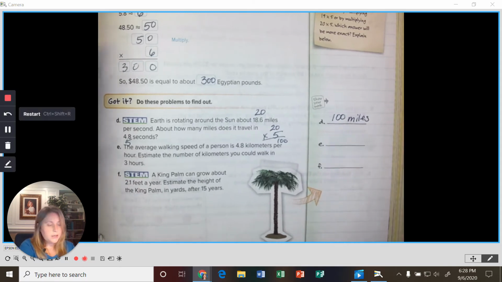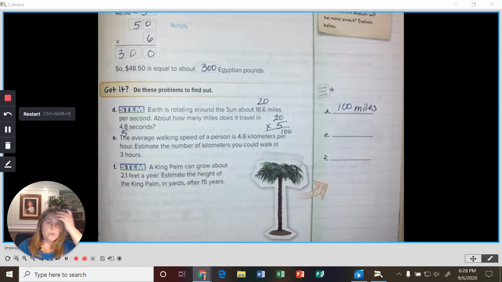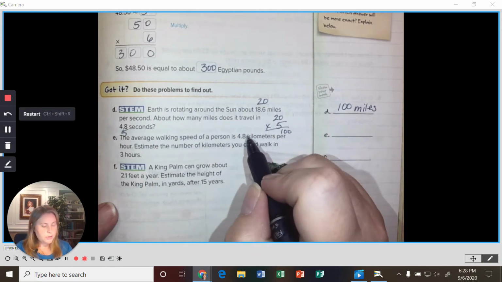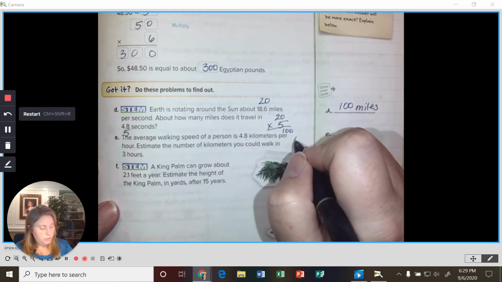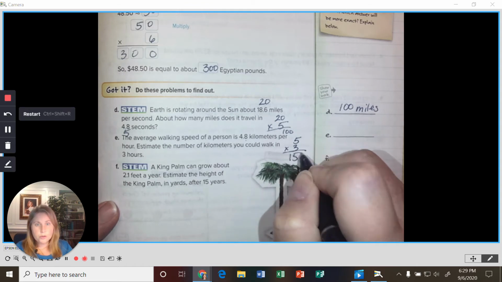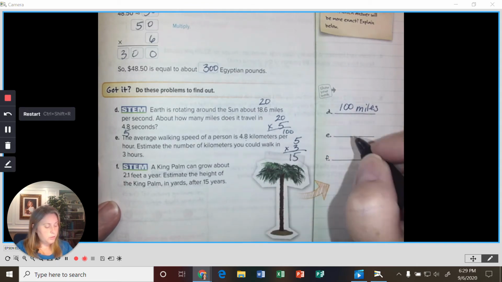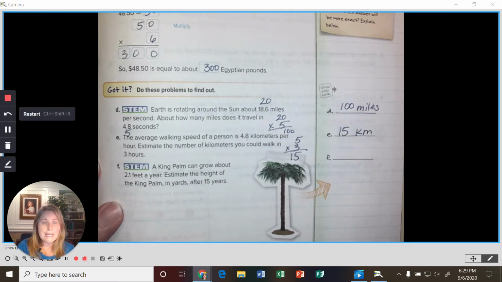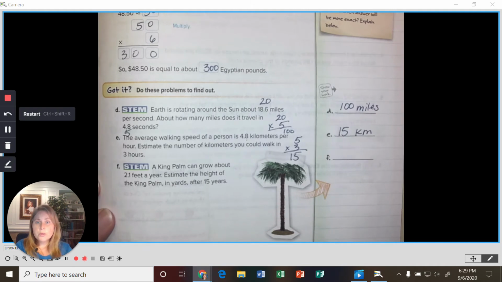The average walking speed of a person is 4.8 kilometers per hour. Estimate the number of kilometers you could walk in 3 hours. So we'll round this to 5 kilometers per hour times 3 hours. We would go a total of approximately 15 kilometers. Kilometers is abbreviated km, and some people pronounce it kilometers, and that's great too.